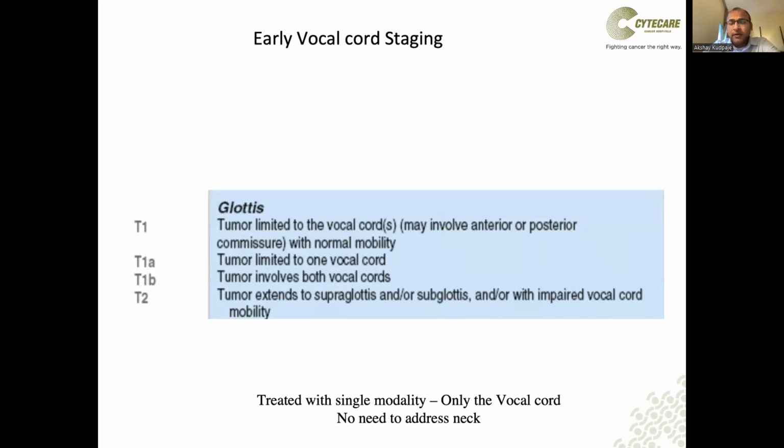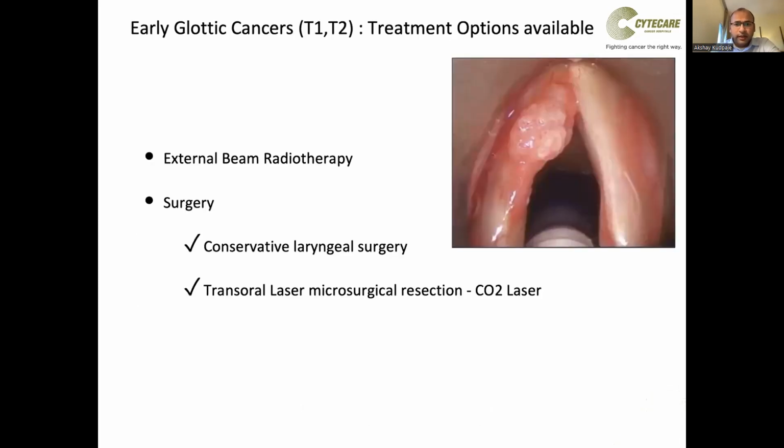T1A means the lesion is limited to the free edge of the vocal cord without extension to the anterior commissure. T1B is when the lesion from the free edge of the vocal cord extends to the anterior commissure or crosses to the opposite side of the vocal cord. And T2 is when there is extension to the supraglottis or the subglottis, but still retaining the vocal cord mobility.